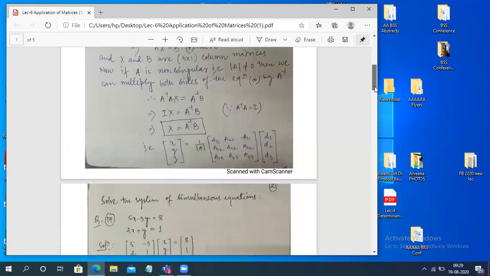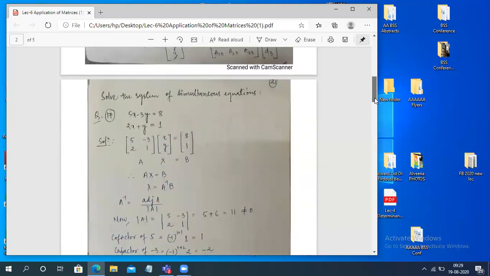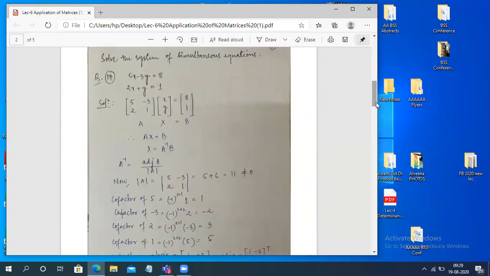Now let us consider one example. Suppose we have two linear equations, and these equations are as follows: 5x minus 3y equal to 8, 2x plus y is equal to 1. Now we are going to find out the solution of these two equations. That means we have to find the value of x and y.